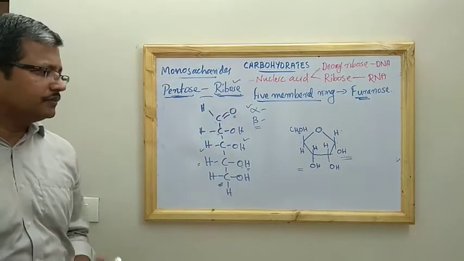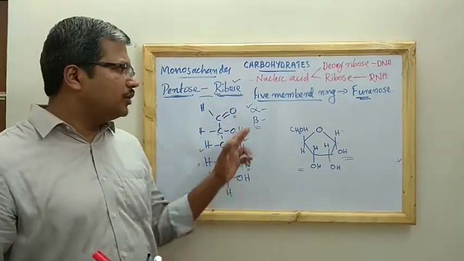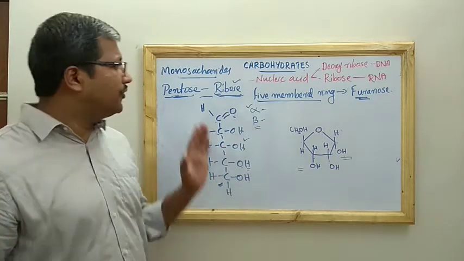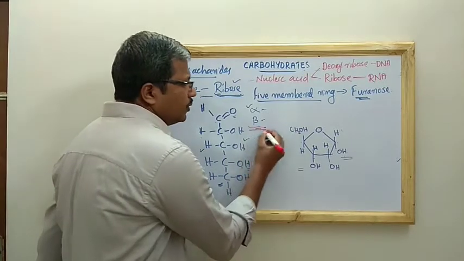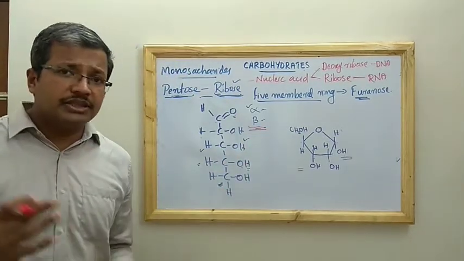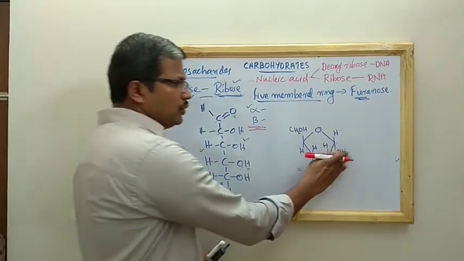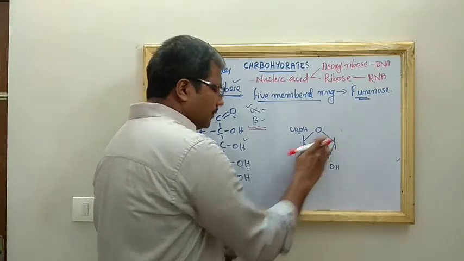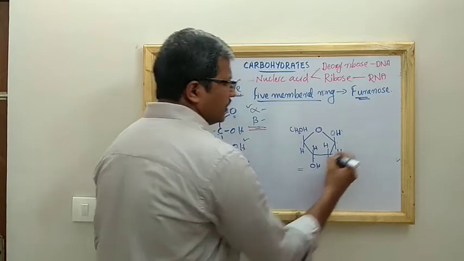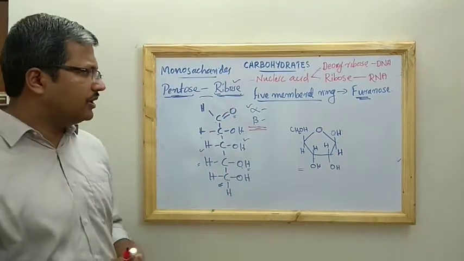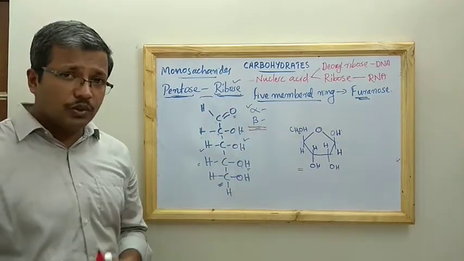Now we should know which anomer, alpha or beta, is present in case of the nucleic acid. It is actually the beta anomer that is present. So I am just changing this into beta form. So this is OH, H. So the beta anomer will be present in case of the ribose that is there in the nucleic acid.